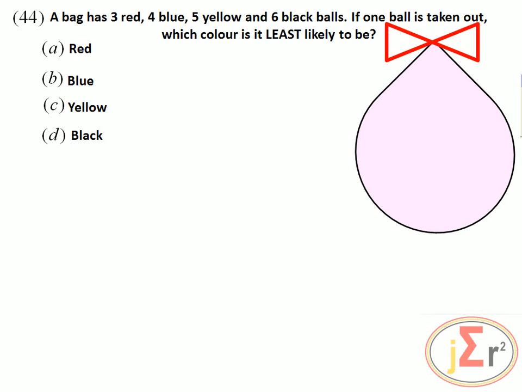A bag has 3 red, 4 blue, 5 yellow, and 6 black balls. If one ball is taken out, which color is it least likely to be?